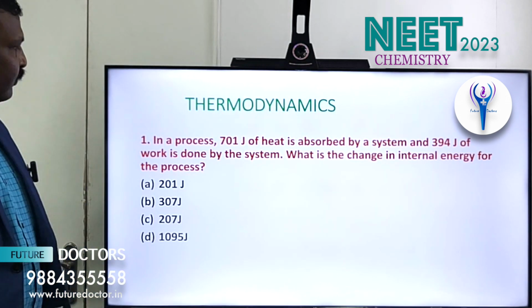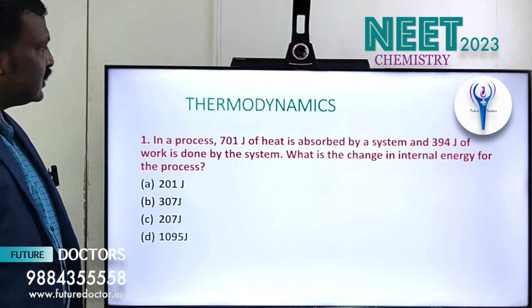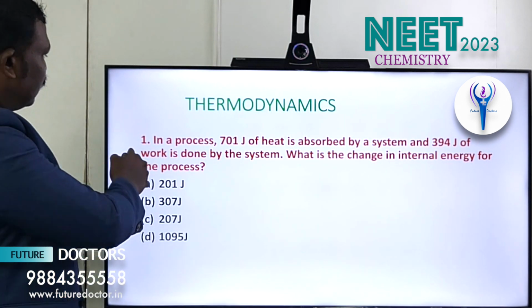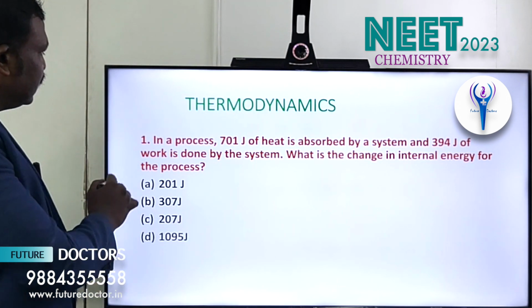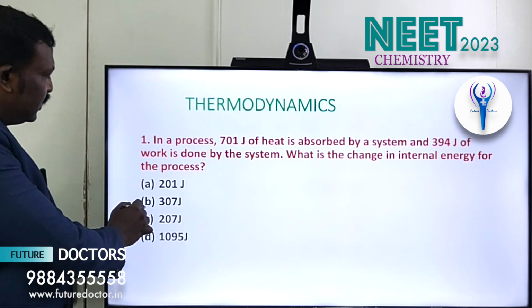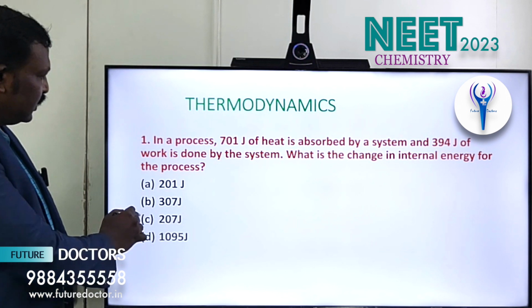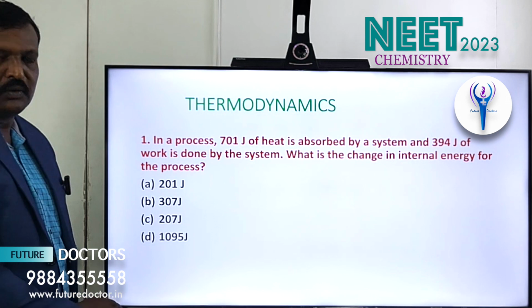See the first question. In a process, 701 joule of heat is absorbed by a system and 394 joule of work is done by the system. What is the change in internal energy for the process? Option A, 201 joule. Option B, 307 joule. Option C, 207 joule. Option D, 1095 joule.